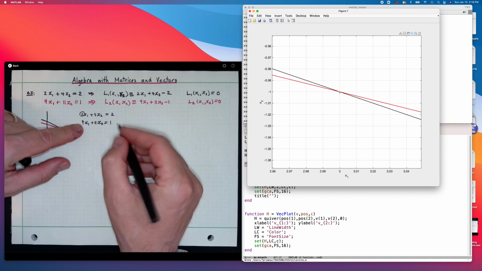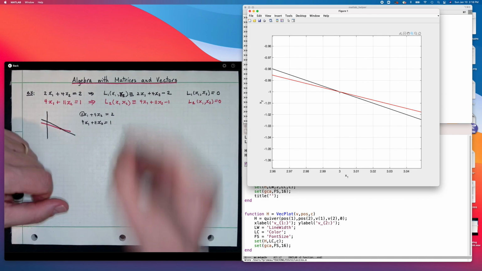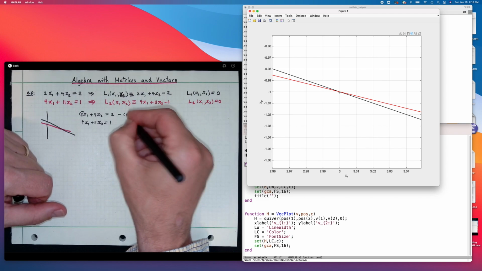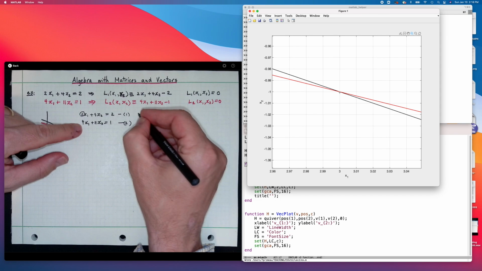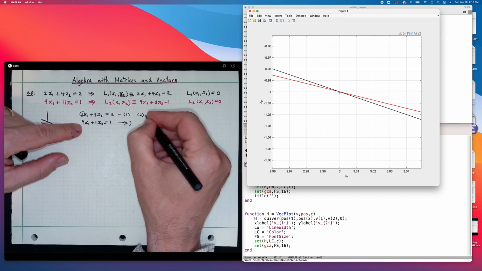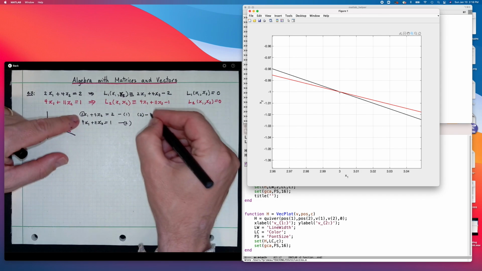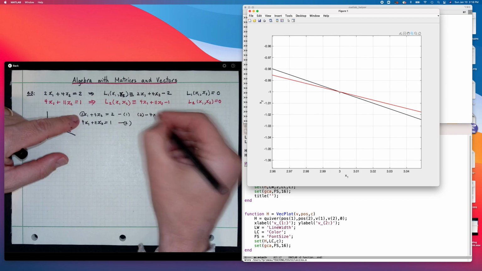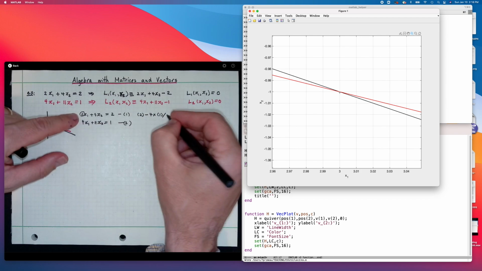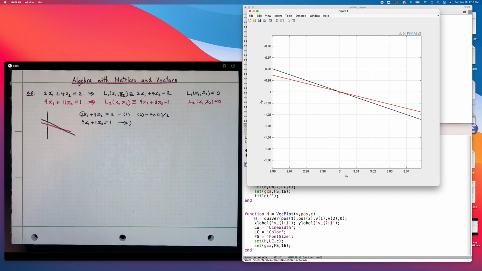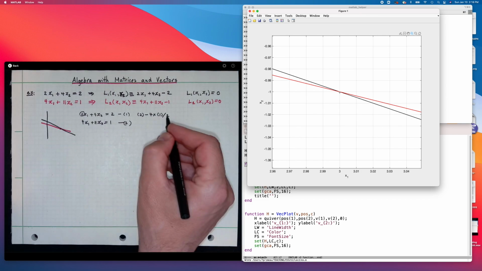So if I number my two equations here, equation 1 and equation 2, I do equation 2 minus 4 times equation 1 divided by the pivot, which is 2. And I will replace the second equation by this.